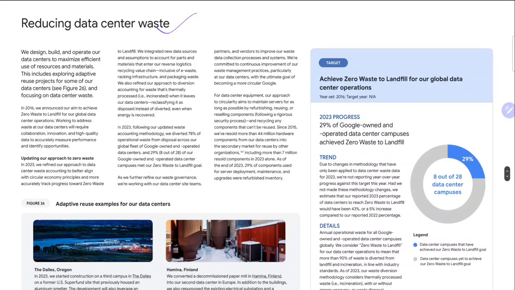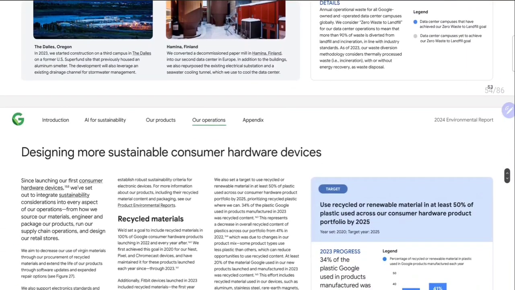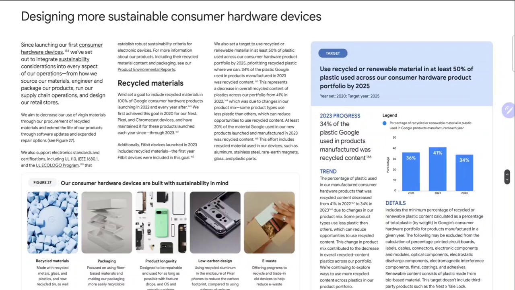Reducing data center waste, that again is considered a very important aspect. Achieving zero waste to landfill from global data centers actually. So that's the trend here. Designing more sustainable consumer hardware devices. So you see here there is information related to the recycled materials, so that is given here, the target of the company. In 23 progress was there.